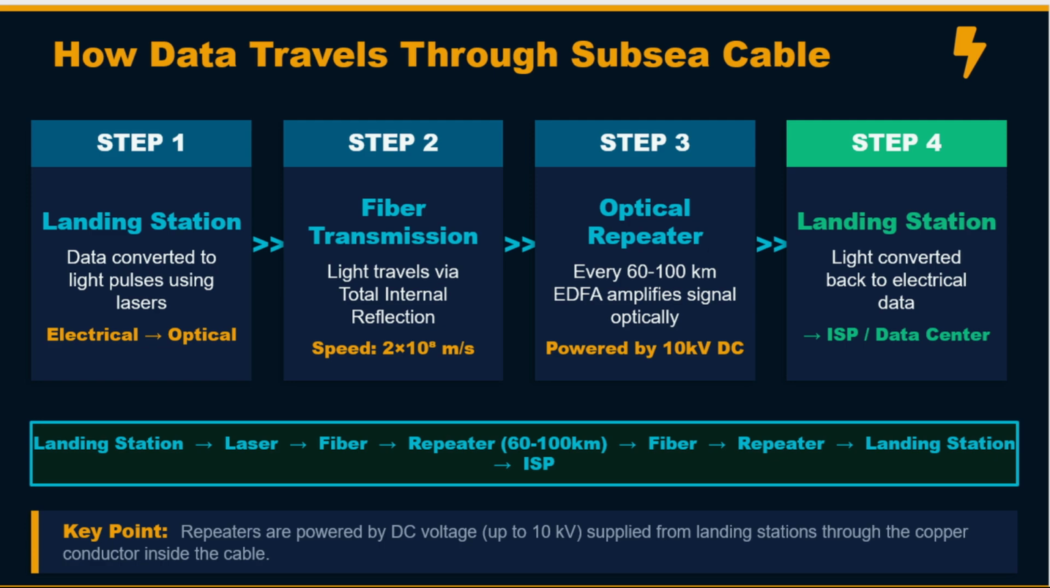Step 3, optical repeater. After every 60 to 100 kilometers, the signal becomes weak. So optical repeaters are placed on the ocean floor. These are basically EDFA amplifiers that boost the signal optically. They are powered by 10 kV DC from the landing station through that copper conductor we saw in the structure. Step 4, at the other end, another landing station receives the light and converts it back to electrical data. From there it goes to your ISP or data center.